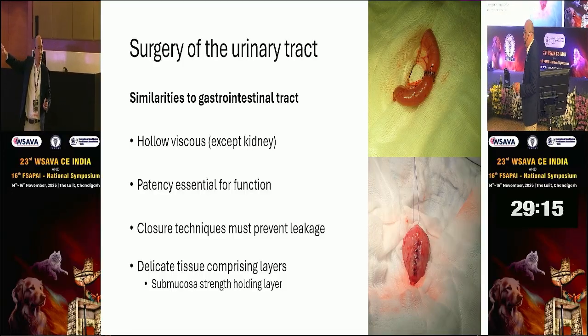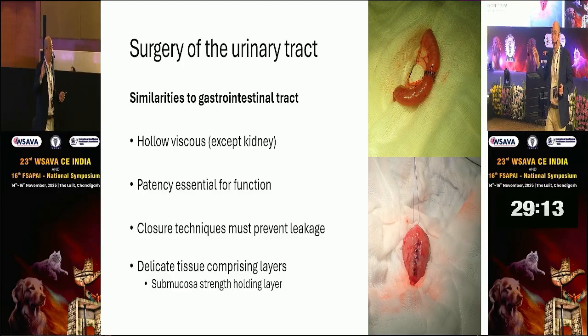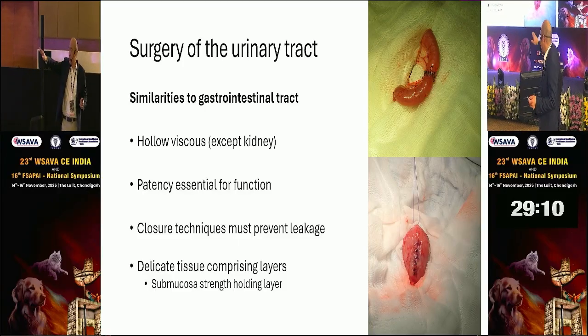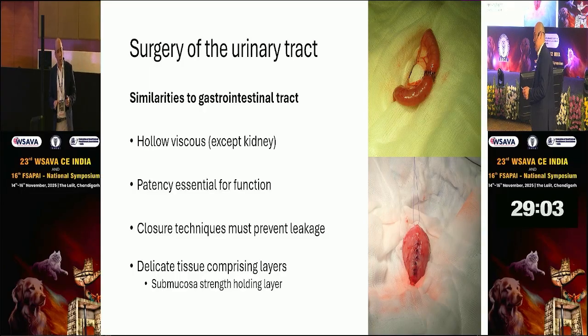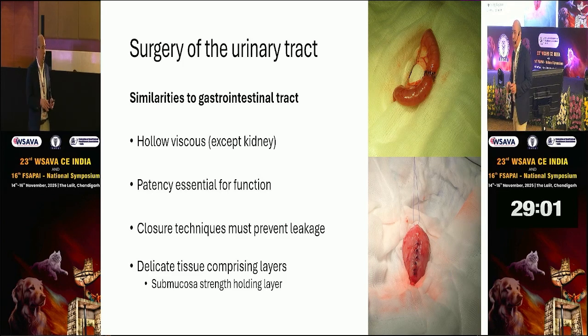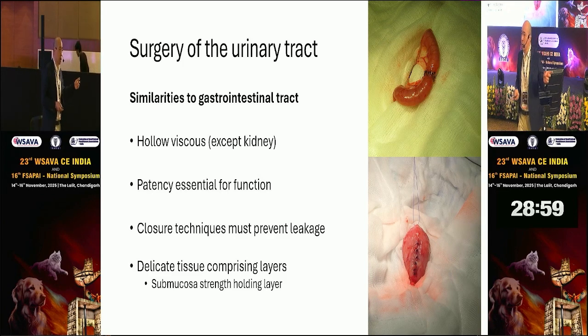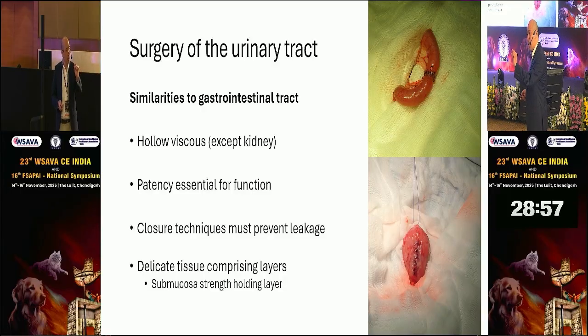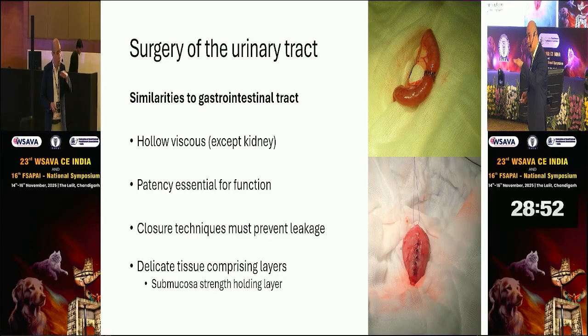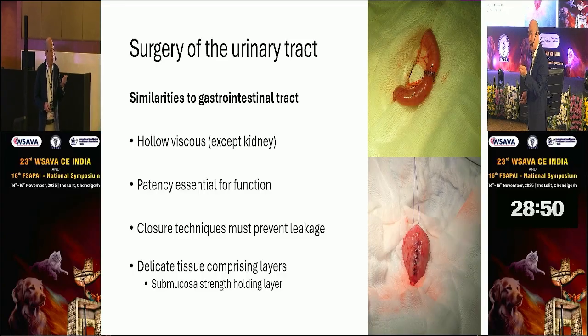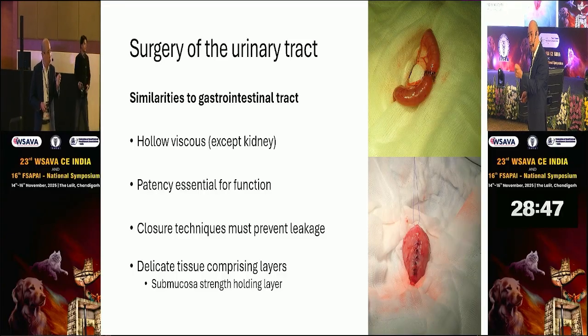You've got to make sure that you maintain patency. So again, we've got all those same considerations. The closure techniques have to provide an airtight, watertight seal, no leakage. Both tissues are delicate, and the strength holding layer is the submucosa. Why? Because that's where the collagen is. So remembering that outer muscle layer, it's a bit like the abdominal wall. That's not got much strength. Serosa is a single layer, and the mucosa is like mush. It's got no holding power. So all of the strength in both these tissues sits where the collagen sits, in the submucosa.